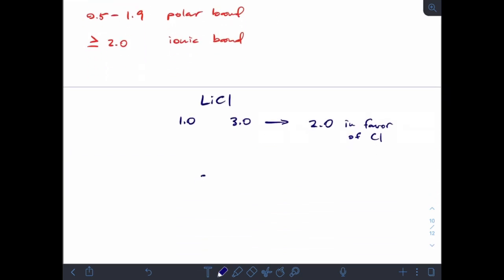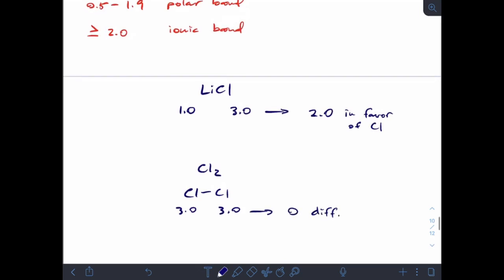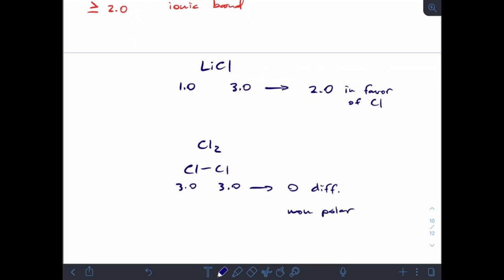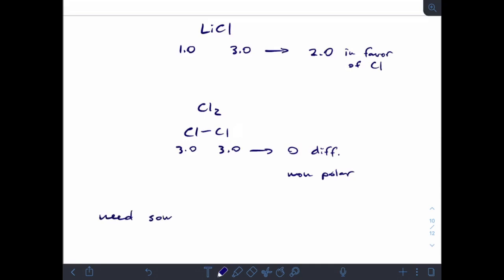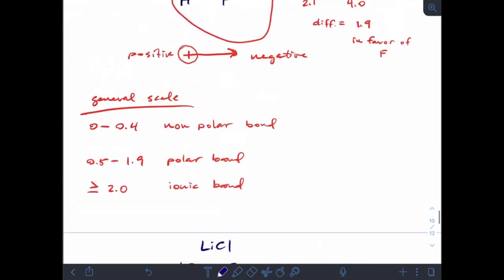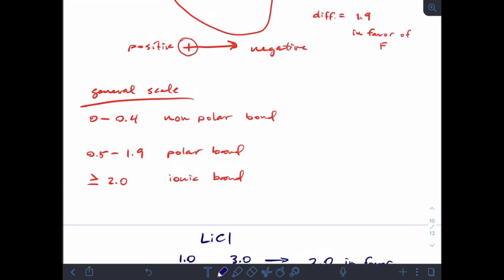On the other hand, let's look at a covalent example, chlorine. I have Cl bonded to Cl. We have a 3 for each one, so I have a 0 difference. This is a nonpolar bond. You have to have a difference in electronegativity in order to have a polar bond. In fact, from our general scale, some difference is necessary, but we do need enough of a difference for a bond to be classified as polar.